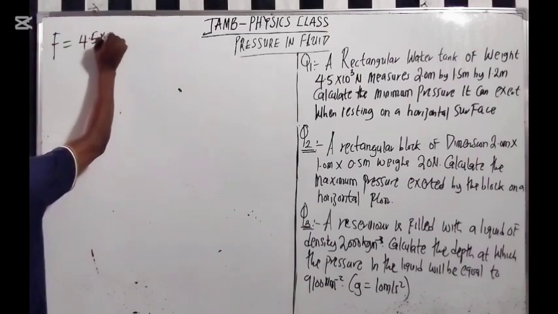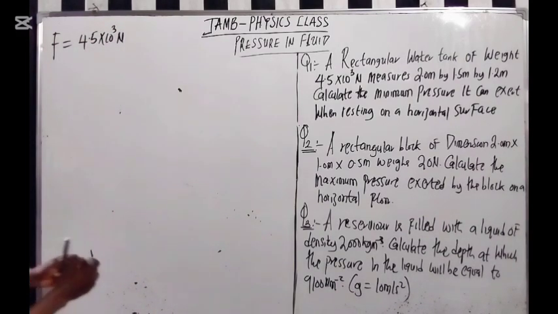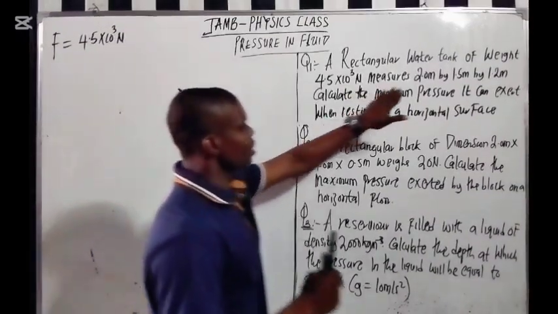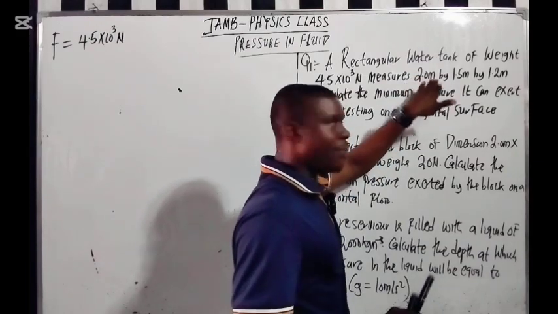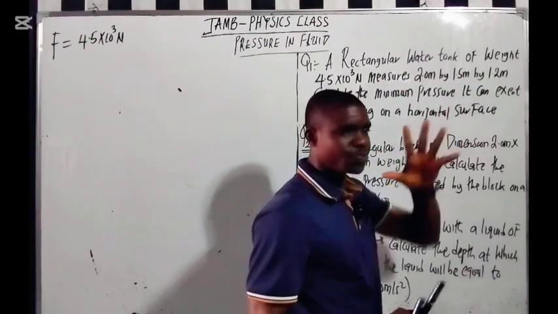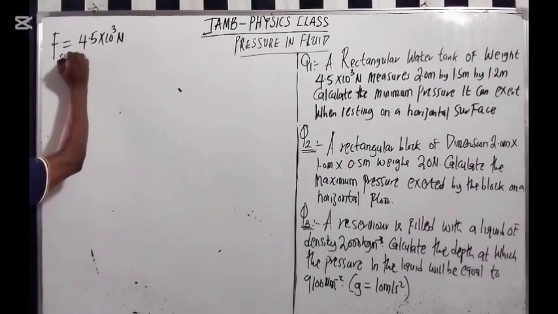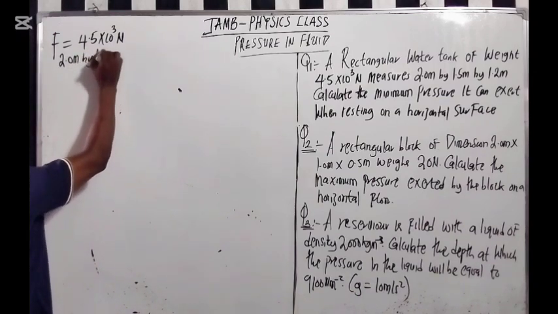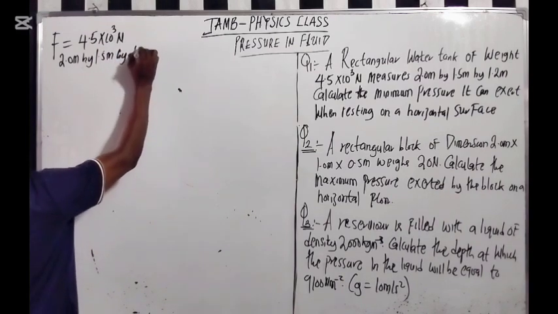4.5 times 10 to what? 3 Newton, right? 4.5 times 10 to the 3 Newton. That's what they gave to us here. Look at these are the volumes: 1.2, 2.0 by 1.5 by 1.2. So look at something here. You have 2.0 meter times 1.5 meter by 1.2 meter.